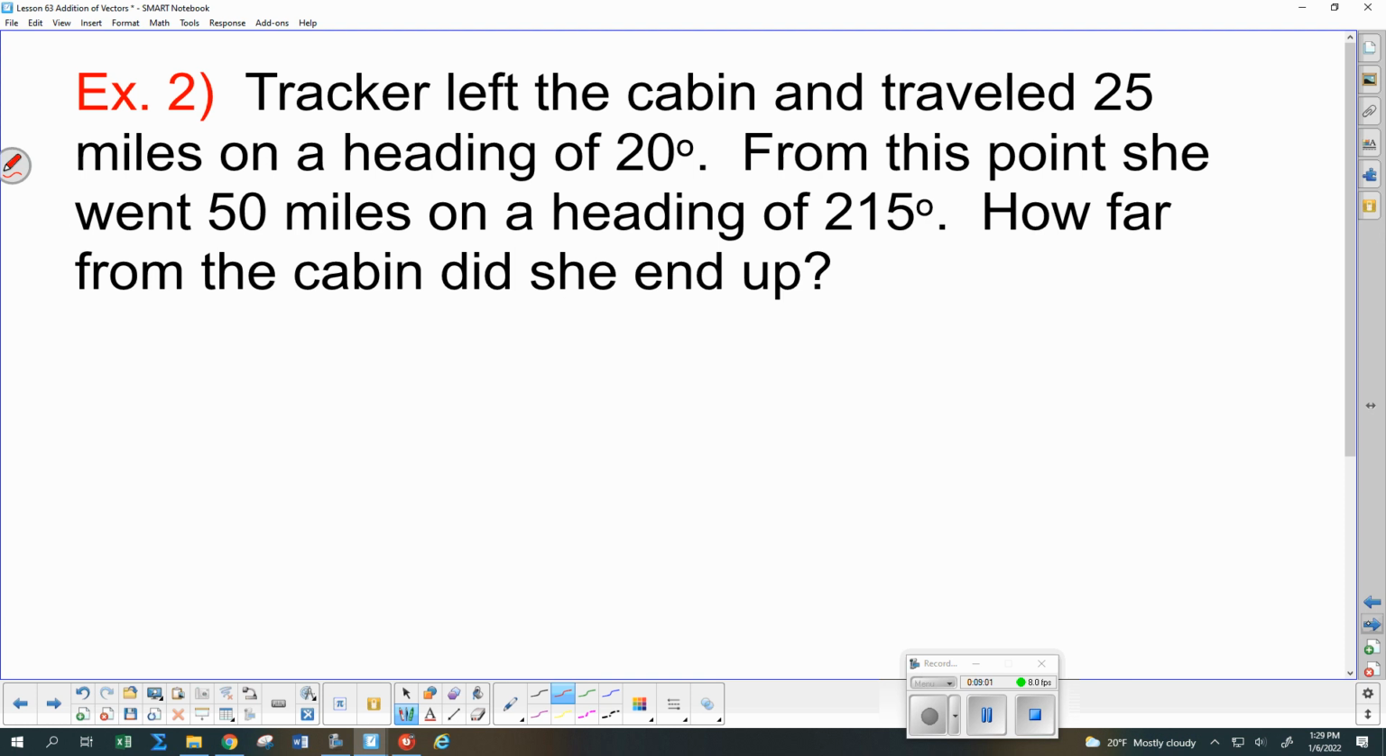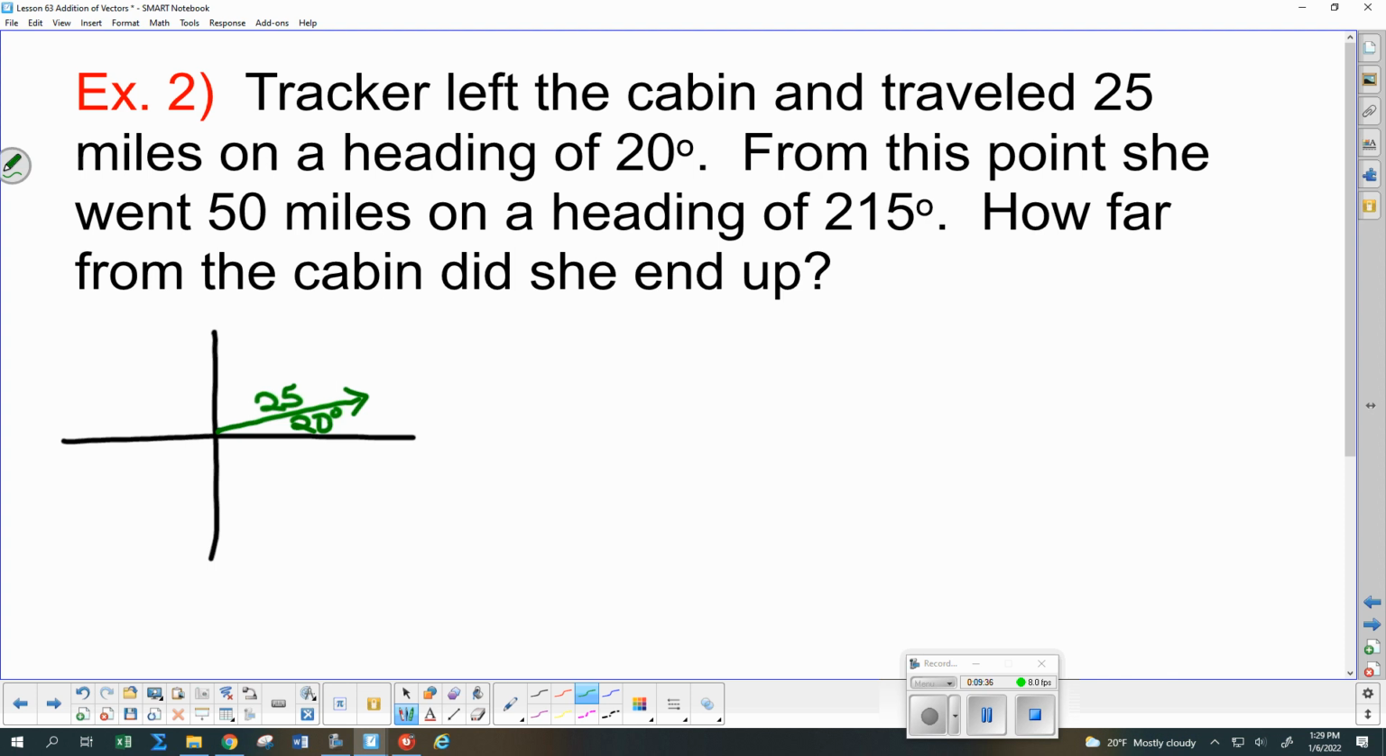Okay, let's try a word problem, and this is what he was talking about when he stepped in a moment ago. So we've got Tracker leaving the cabin. The cabin's going to be our starting point. And he's going to go 20 degrees, that's first quadrant, and we're going to go 25 miles into the first quadrant. So that is something maybe about like that, where that is 25 long, and our angle is 20 degrees.